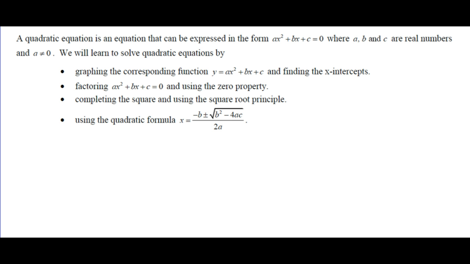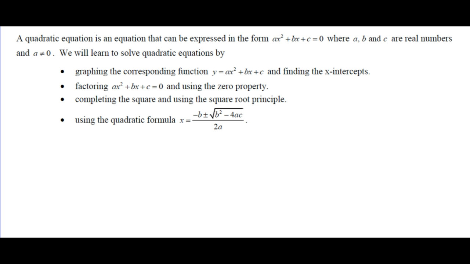A quadratic equation is an equation that can be expressed in the form ax squared plus bx plus c equals 0, where a, b, and c are real numbers and a is not equal to 0. We will learn to solve quadratic equations by graphing the corresponding function, y equals ax squared plus bx plus c, and finding the x-intercepts. We've done a little of that already. Factoring ax squared plus bx plus c and using the 0 property. Completing the square and using the square root principle.